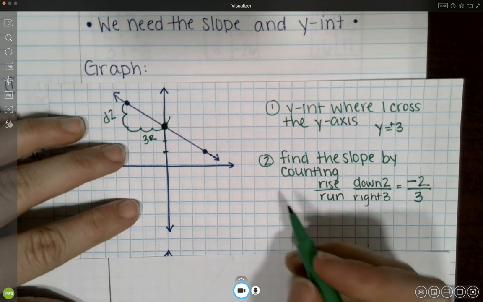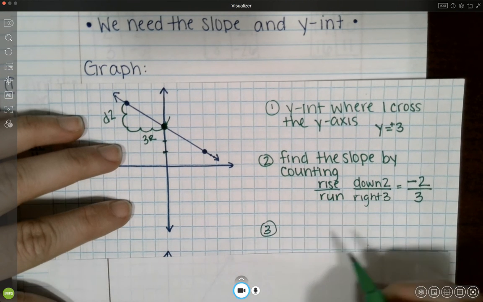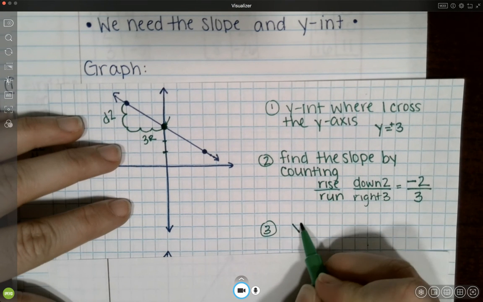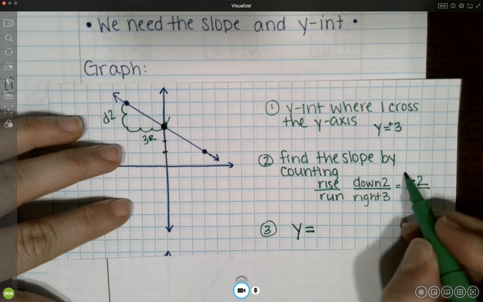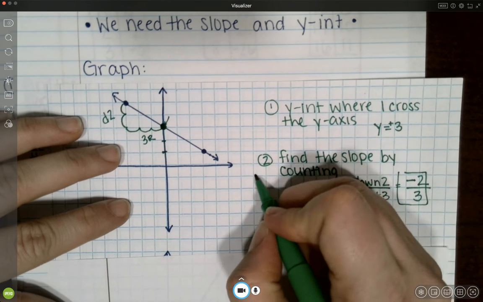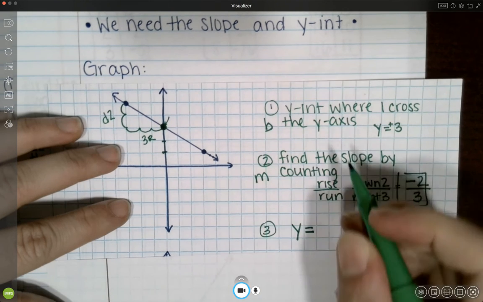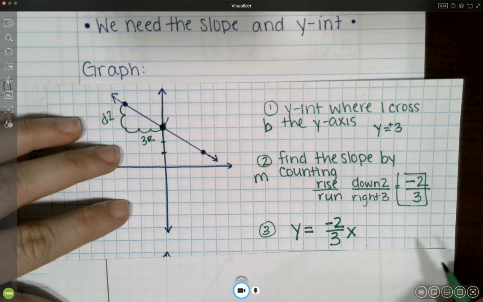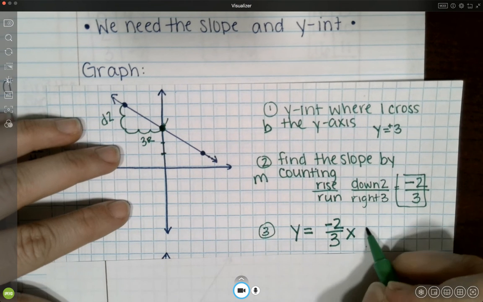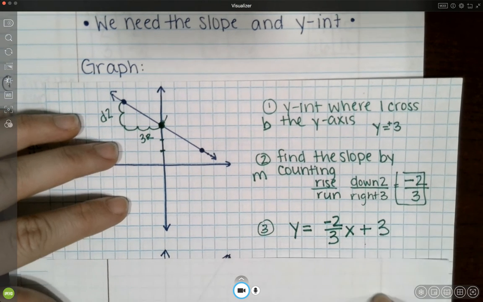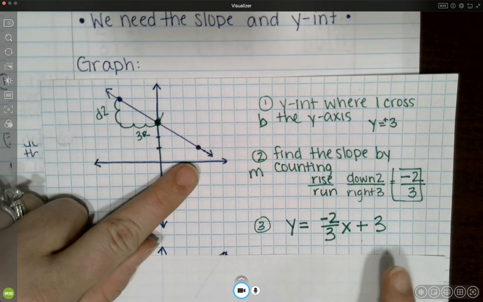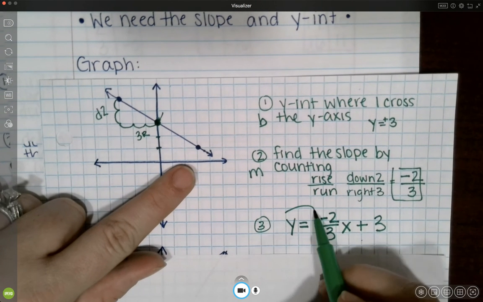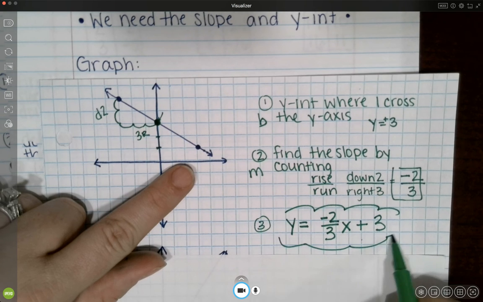Once I have those 2 pieces of information, I'm going to write it into the format. Y equals, this is my m, negative 2/3 x, and this is my b, and it crossed at positive 3. So we took this graph and made it into our equation.